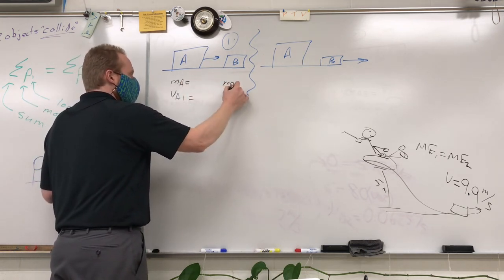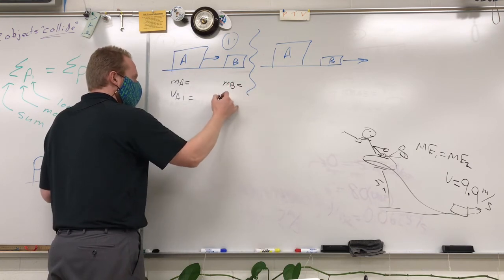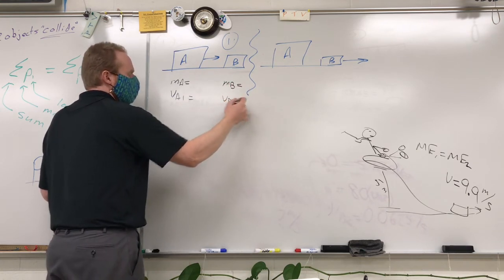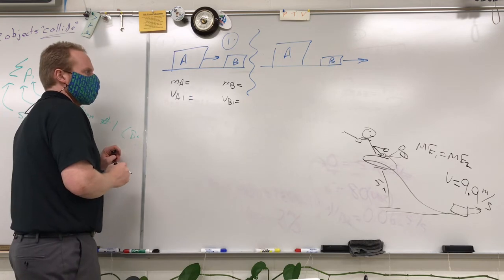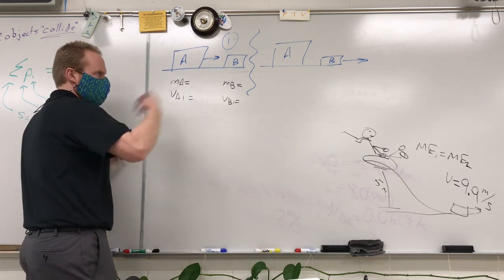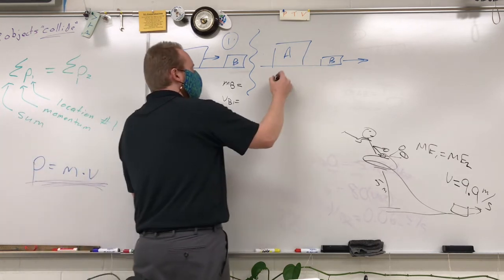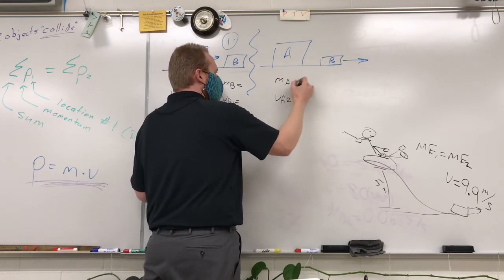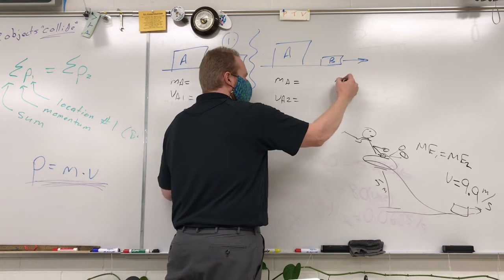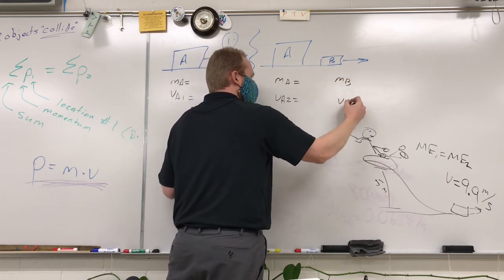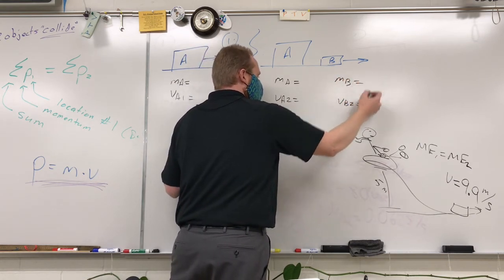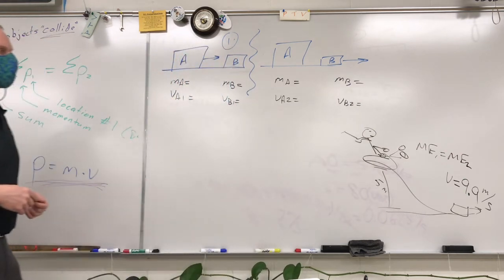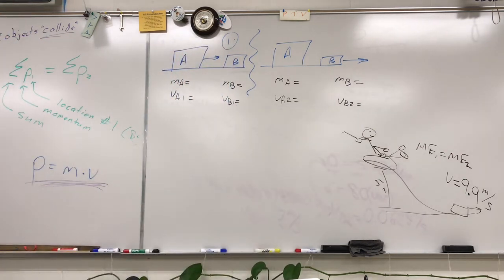We need the mass of the hay bale, and how fast that hay bale was moving before she runs into it. Then she hits the hay bale. So we need to know her mass and her velocity after. And the hay bale goes flying away, so we need to know the mass of the hay bale and the velocity of the hay bale after.